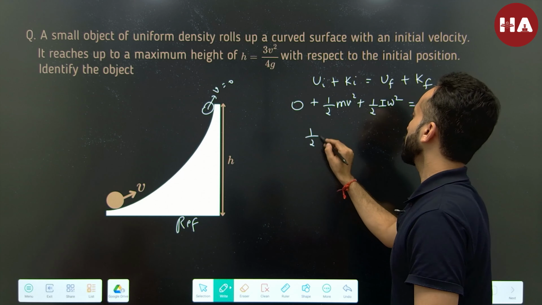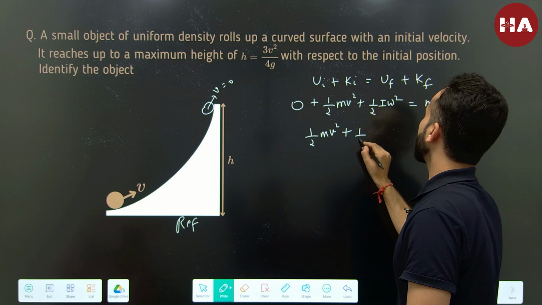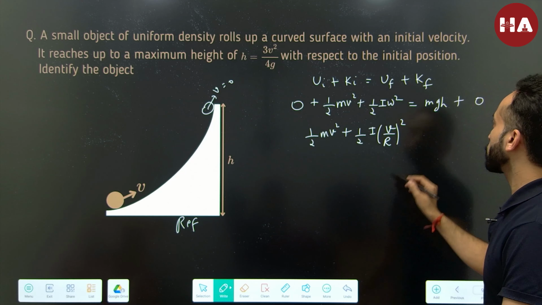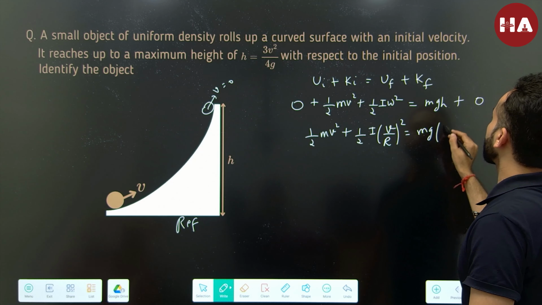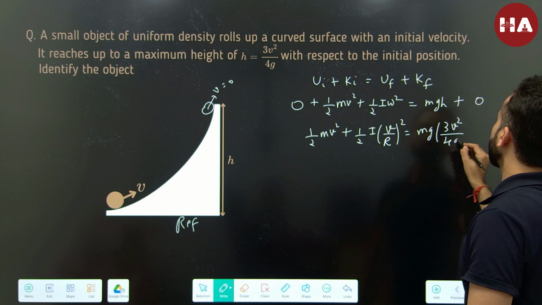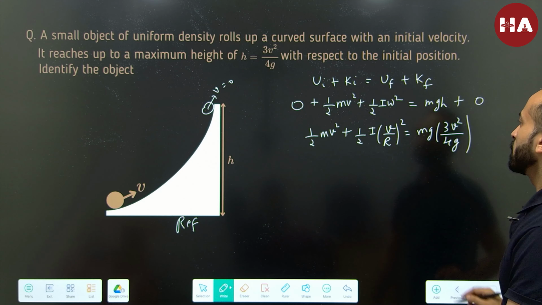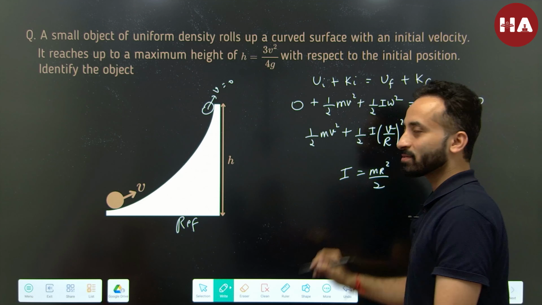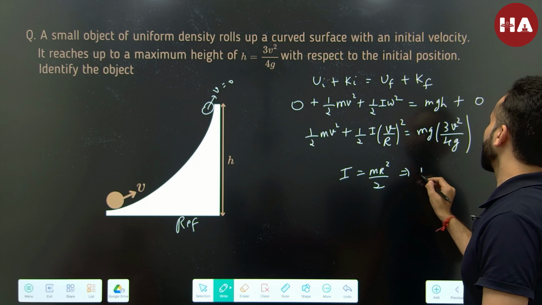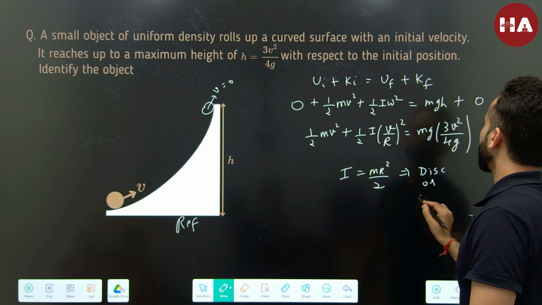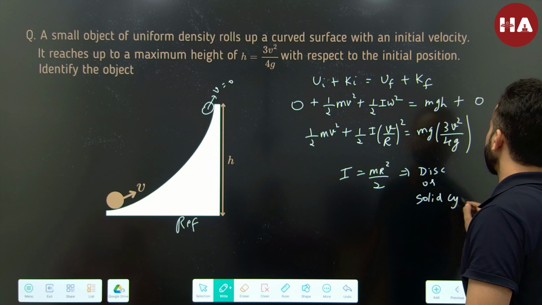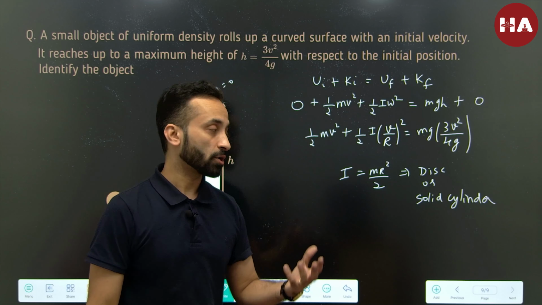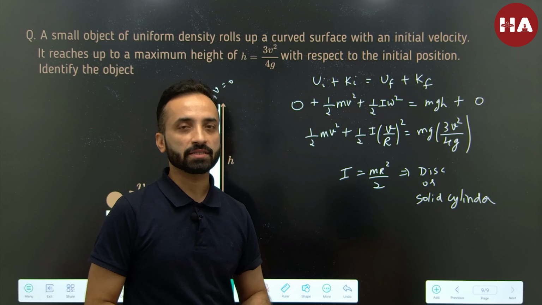So half mv square plus half I omega square, we will write omega as v by r, whole square. You of course know that. And the value of h, we will plug in as given in the question, that's 3v square by 4g. So when we solve this, the value of I turns out to be mr square by 2. Would you like to answer? The answer is a disc, or you can call it a solid cylinder. So if given in the options, it can be a ring, a disc or a solid cylinder.